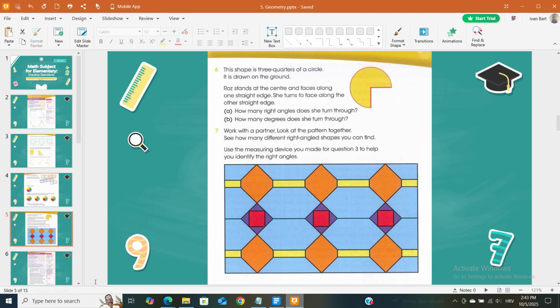7. Work with a partner. Look at the pattern together. See how many different right-angled shapes you can find. Use the measuring device you made for question 3 to help you identify the right angles.